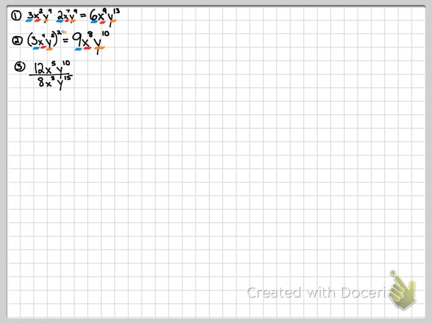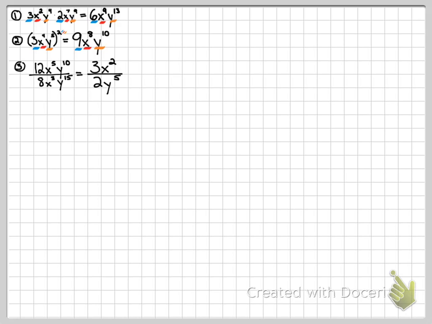Okay, here's problem number 3, division. Remember, normal numbers get divided the normal way, and you want to reduce, and then follow your exponent rules. Press pause, and see if you get the same answer as me. So here's my answer.